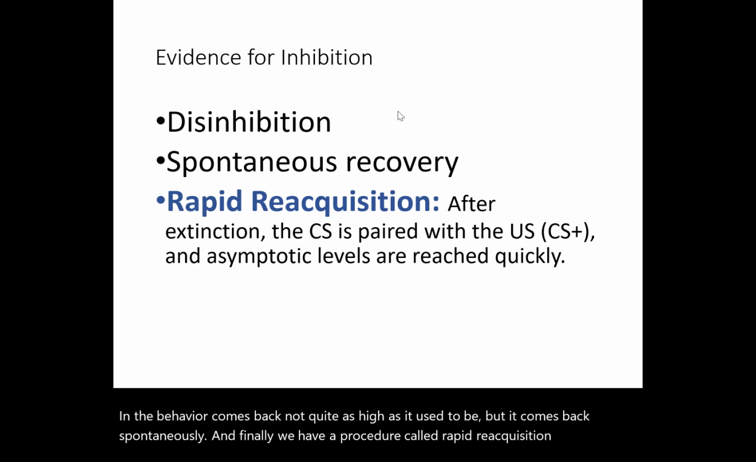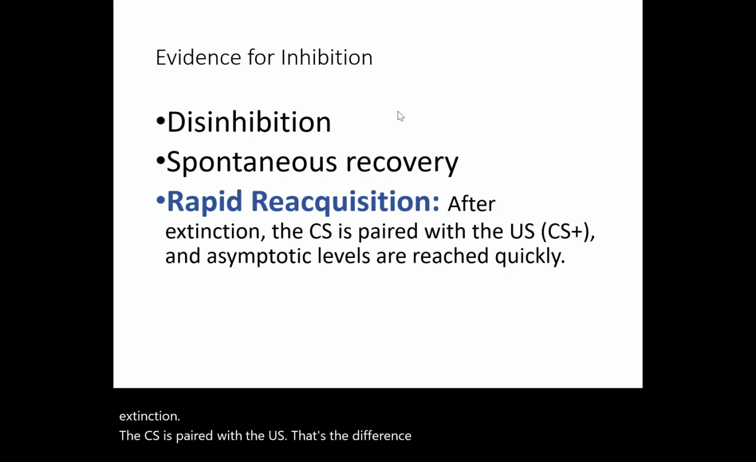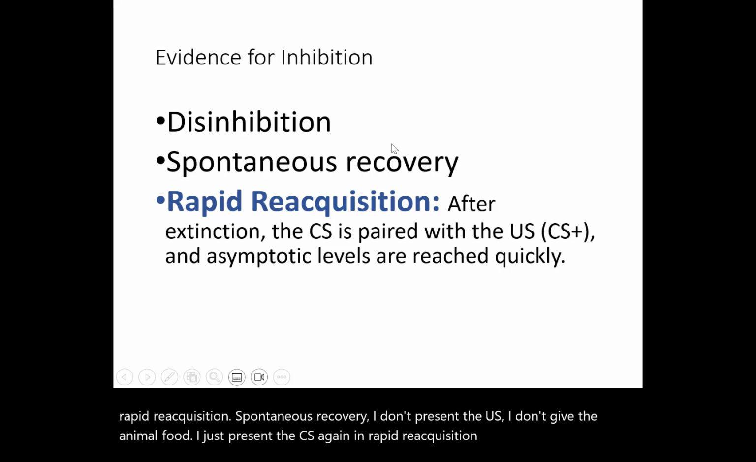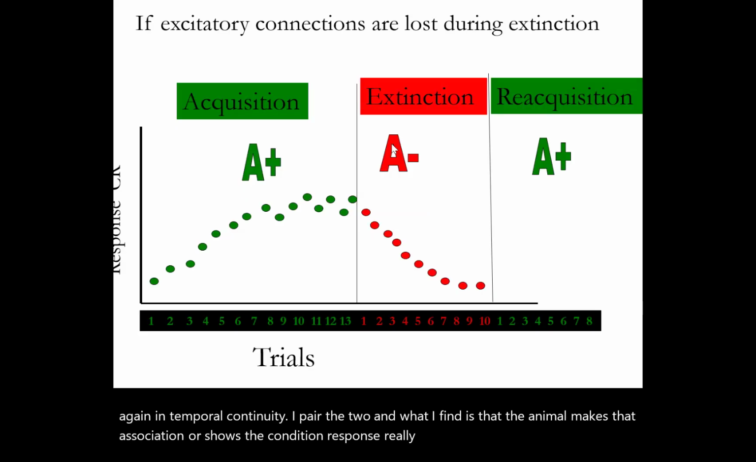After extinction, the CS is paired with the US. That's the difference between spontaneous recovery and rapid reacquisition. Spontaneous recovery, I don't present the US. I don't give the animal food. I just present the CS again. In rapid reacquisition, I present the CS and the US again in temporal contiguity. I pair the two. And what I find is that the animal makes that association or shows the conditioned response really quickly. Let me give you an example.